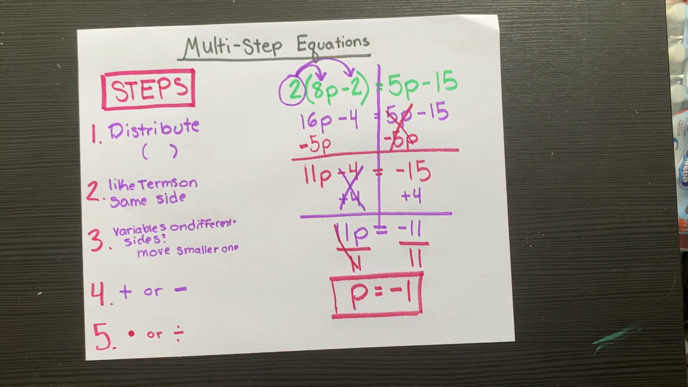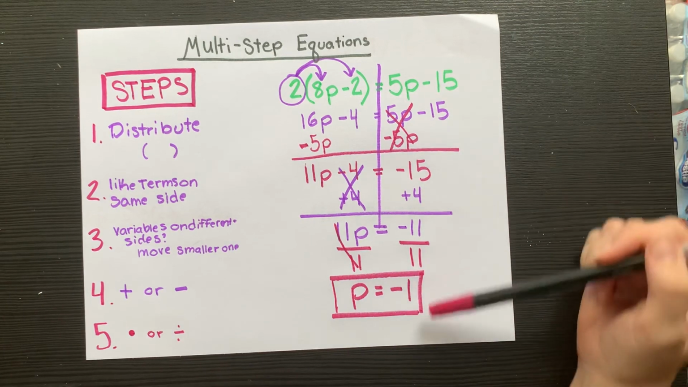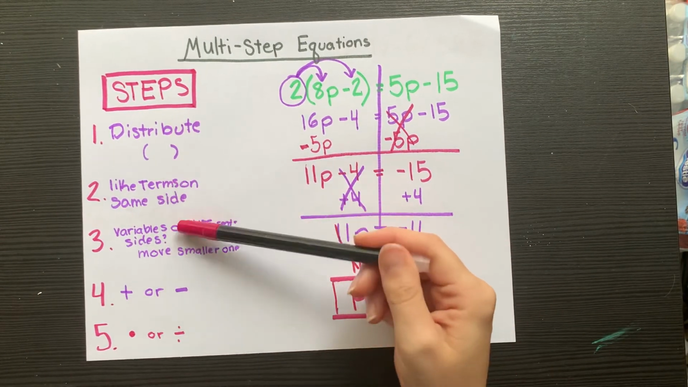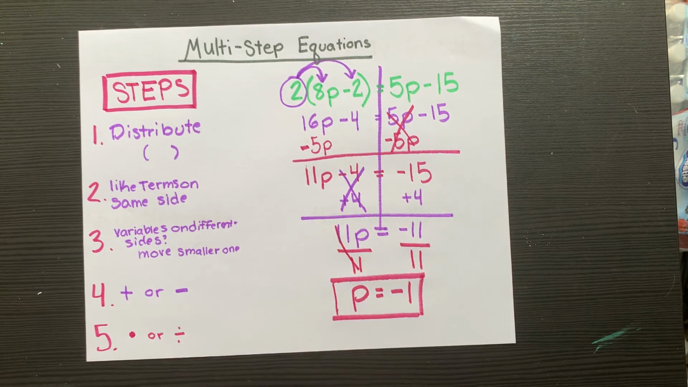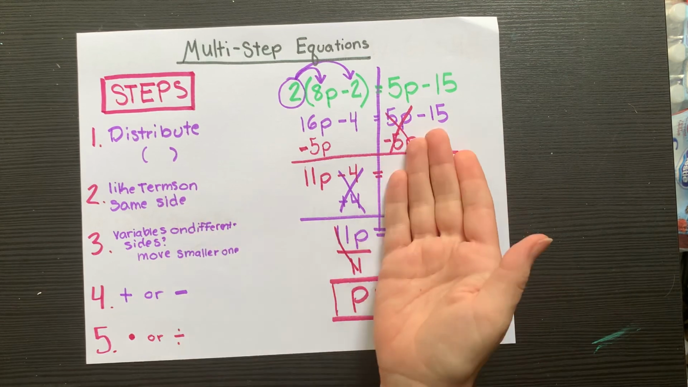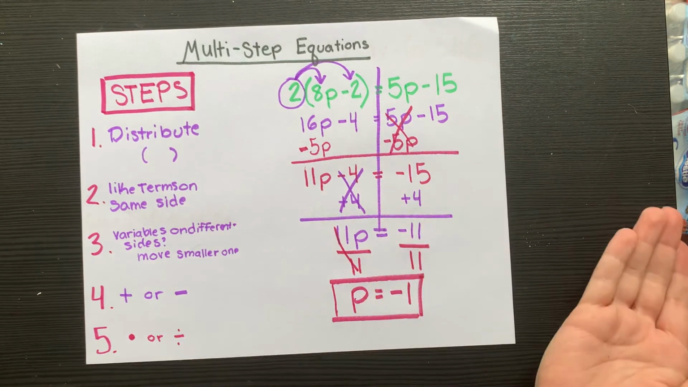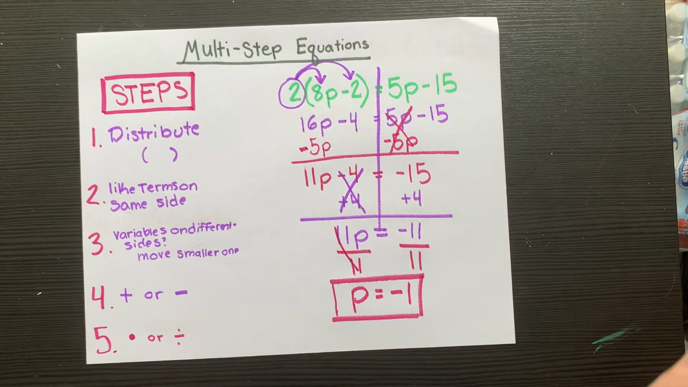So there you go. That's our first example here. So we've got our steps. If you follow these, that'll get you through any multi-step equation. Right? Remember, you can skip some, like in our example here, we skipped something, and that's perfectly fine.